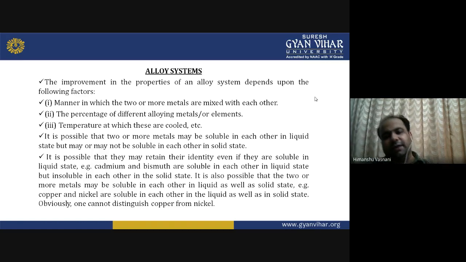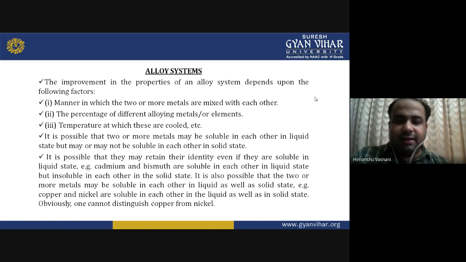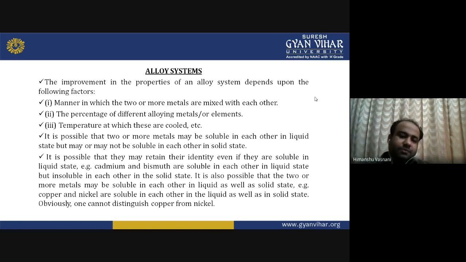So it is possible that two or more metals may be soluble in each other in the liquid state, but may or may not be soluble in each other in the solid state. In the liquid state, they are liquid, but in the solid state they may retain their identity even if they are soluble in the liquid state. Example: cadmium and bismuth are soluble in each other in the liquid state, but insoluble in each other in the solid state.